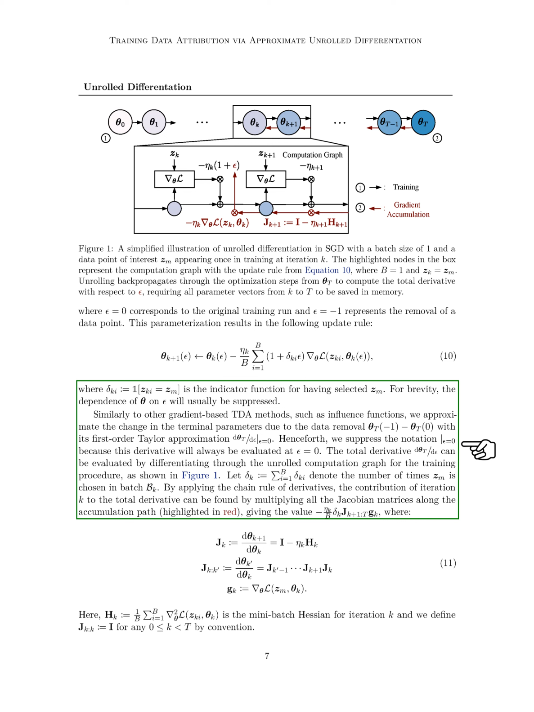Using the chain rule of derivatives, we can determine the contribution of each iteration k to the total derivative by multiplying the Jacobian matrices along the accumulation path. This calculation involves the mini-batch Hessian h_k for iteration k and other defined terms. The unrolling-based approach we use for training data attribution, TDA, offers advantages compared to other methods like influence functions. It does not rely on assumptions of uniqueness or convergence to the optimal solution.